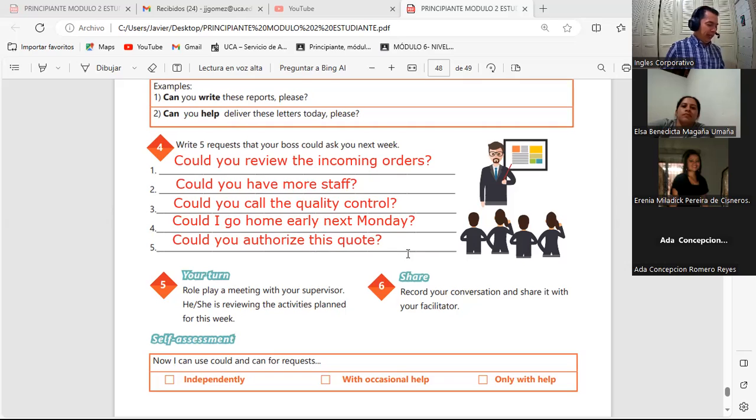¿No está lloviendo por ahí, Erenia? No. Temprano, llovió fuerte. Ah, okay, very good.